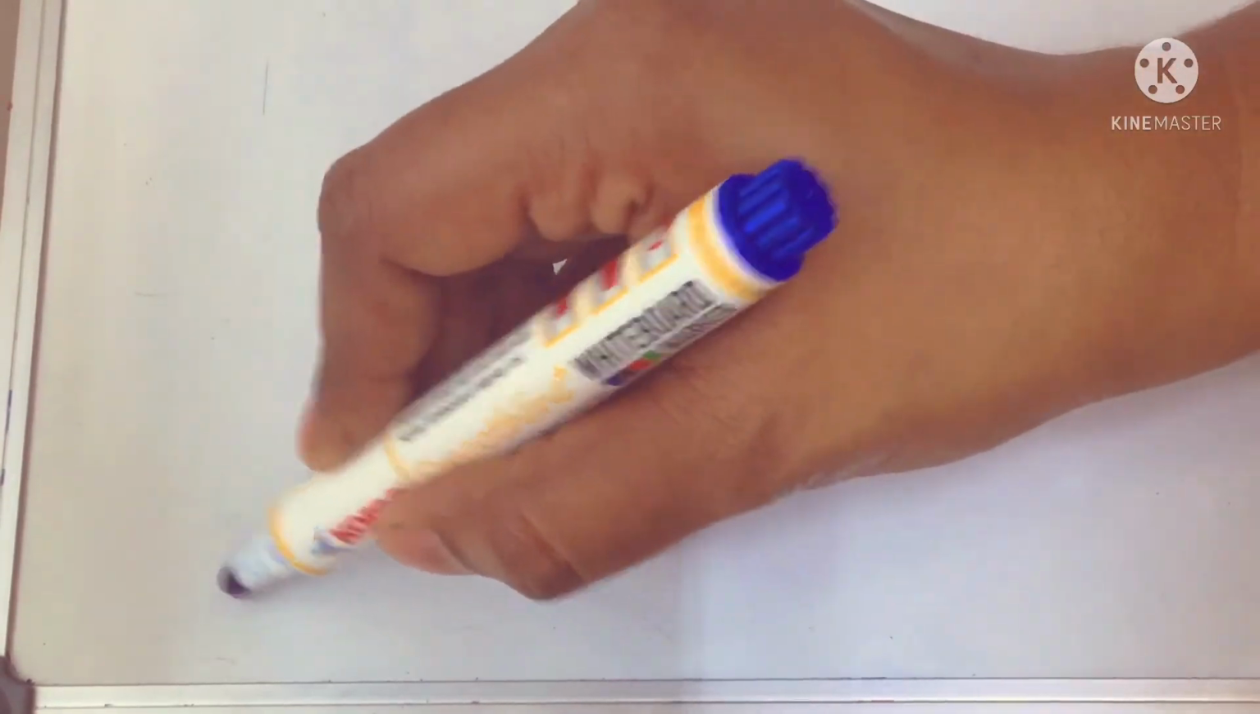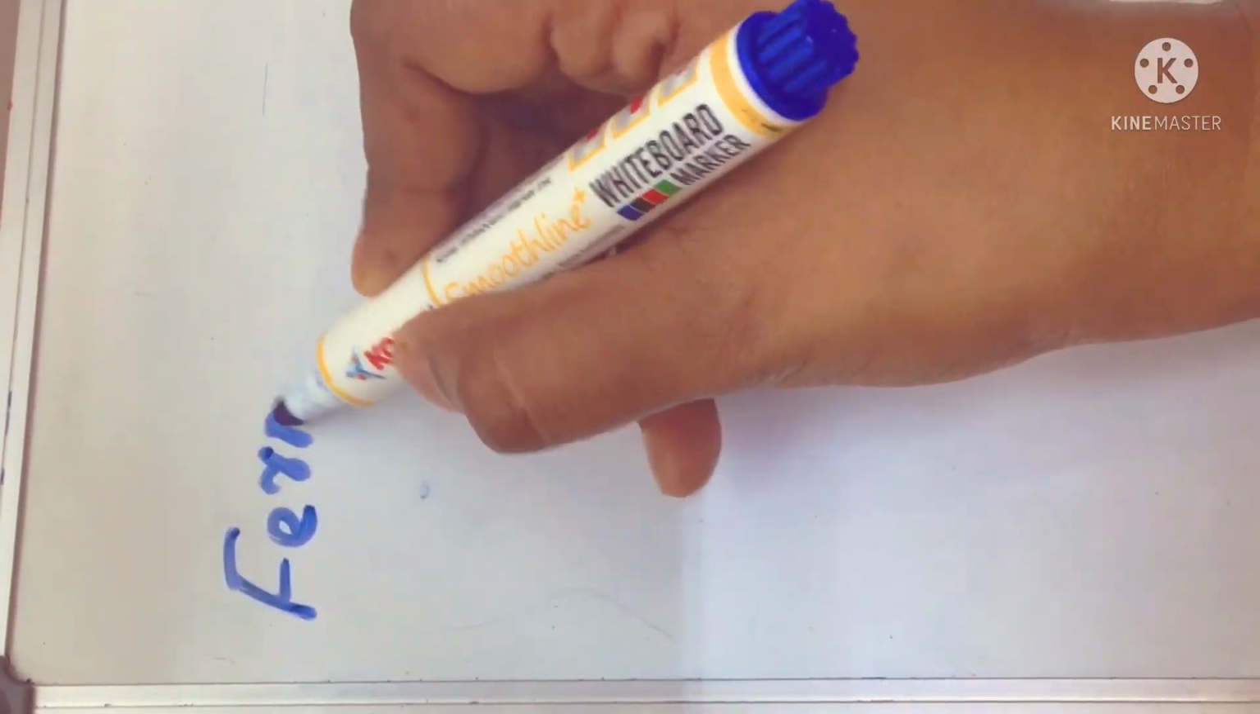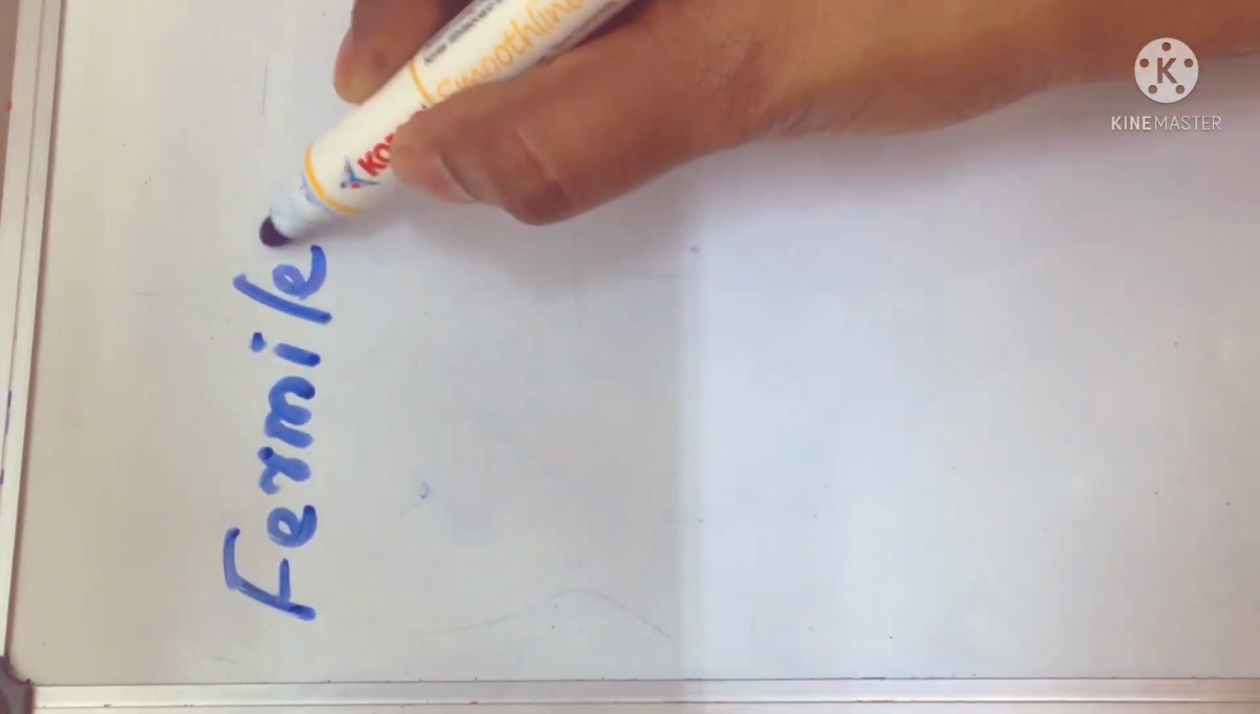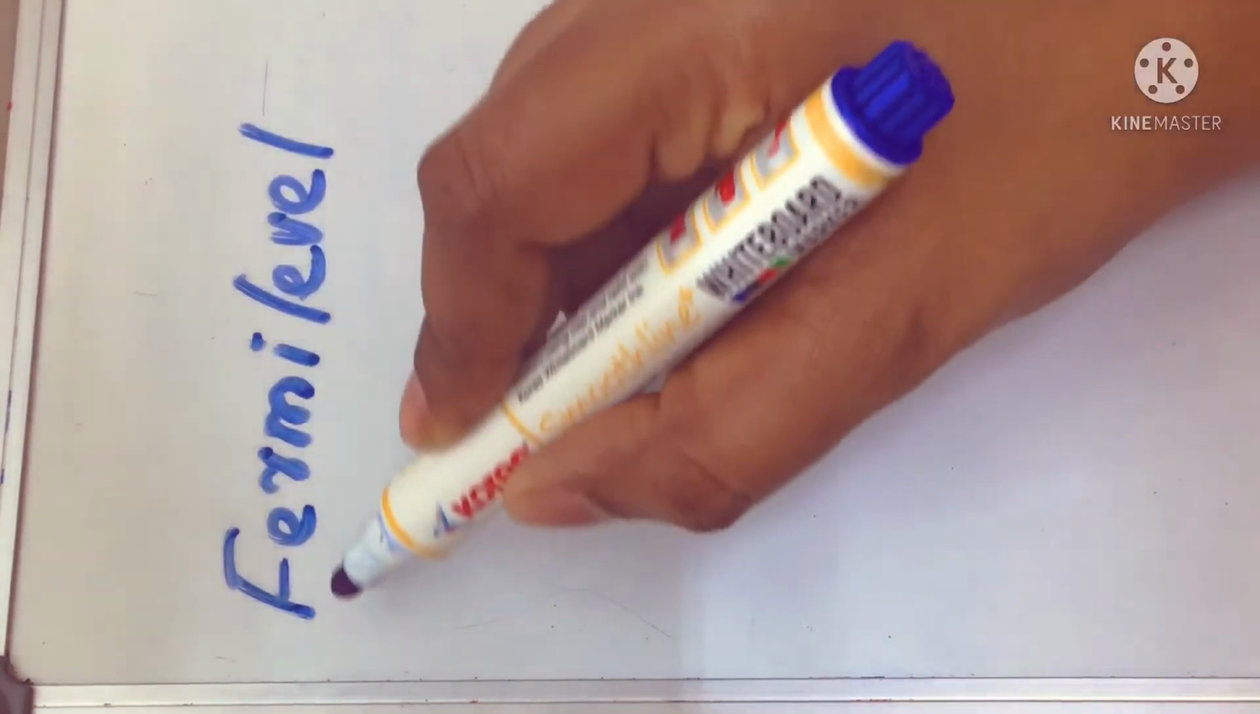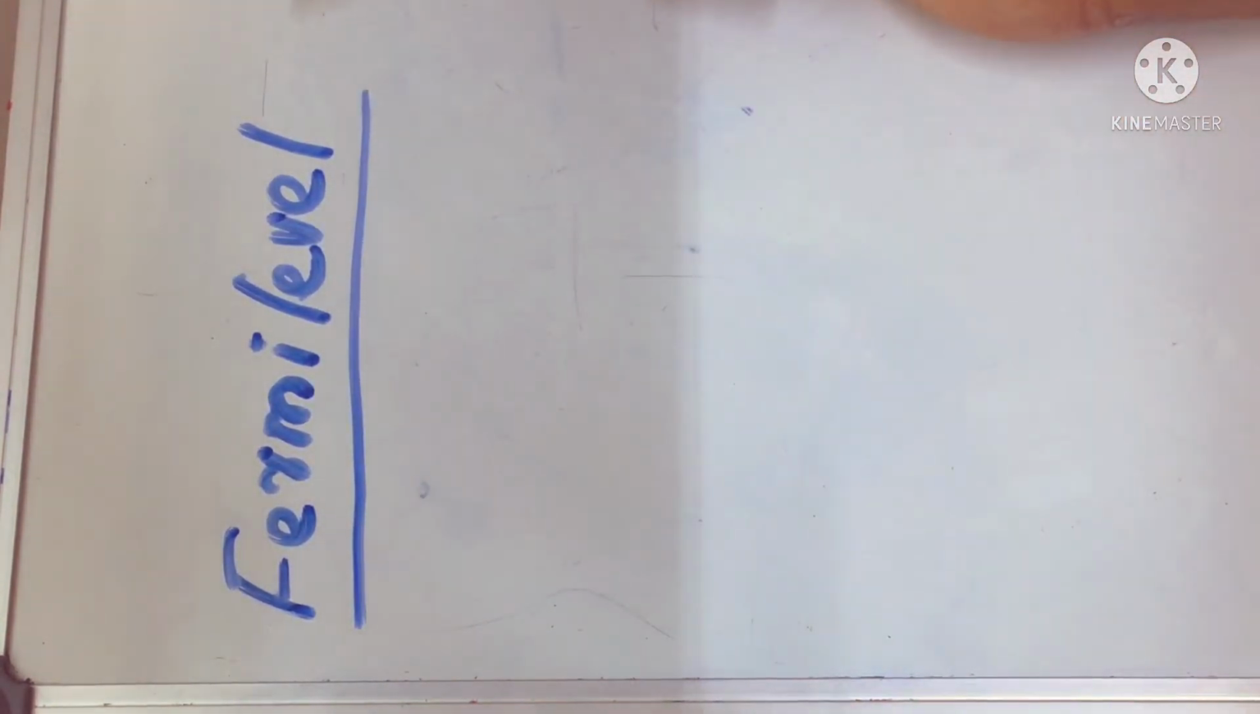Next, the term is Fermi level. What do you mean by Fermi level? Fermi level is the highest energy level an electron can occupy in the valence band at 0 Kelvin. That is known as Fermi level.